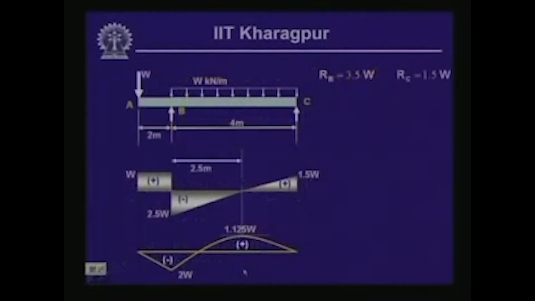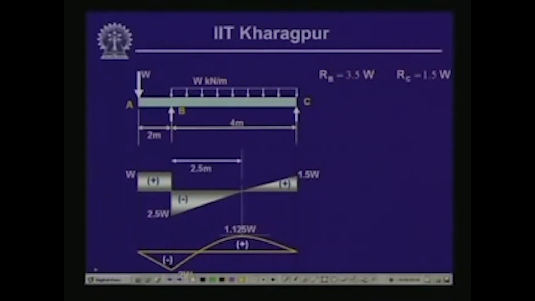Now, if you compute the values of RB and RC, you will find that RB is equal to 3.5 W and RC is equal to 1.5 W. Now, here if we like to plot the shear force diagram, and we take a cross section over here and take the free body of the left part, then we have the shear force and the bending moment, and here we have the load W.